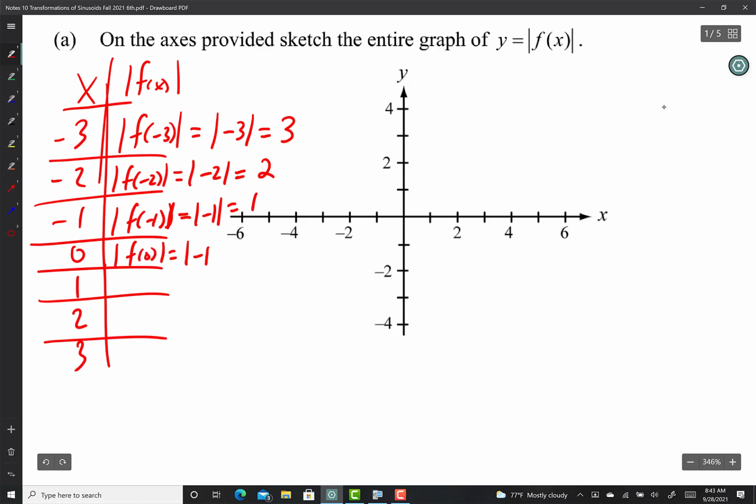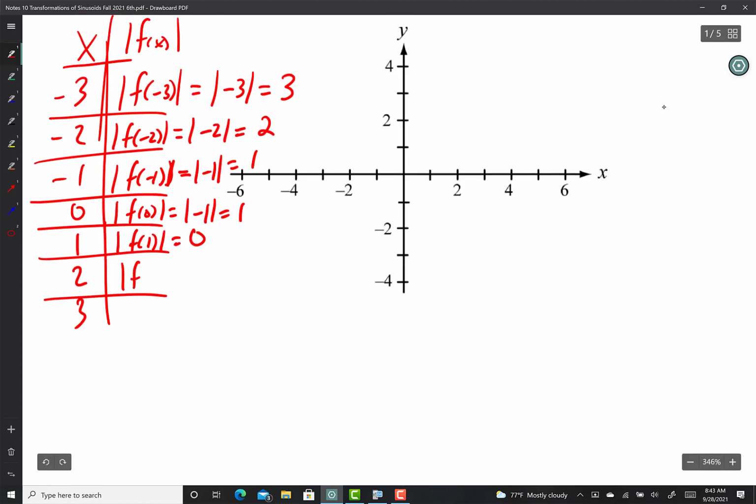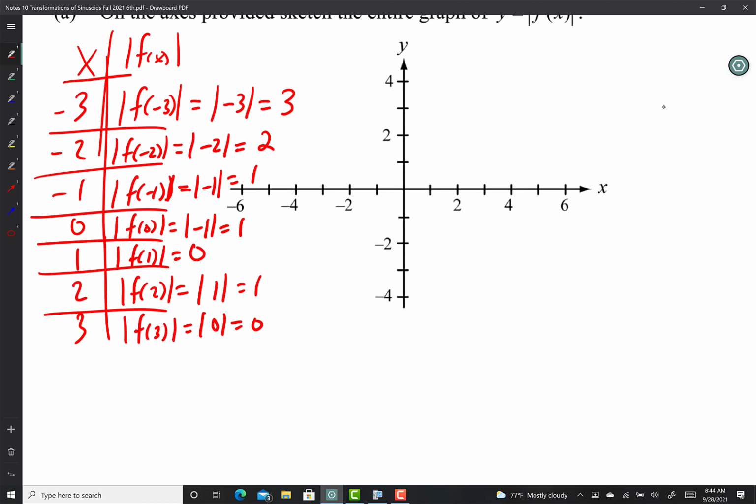I think f of 0 was also -1. What was f of 1? 0. And f of 2 was 1. And f of 3 was 0 again. And I'm just going to plot those points. And it should not be a surprise. -3, 3, point, -2, 2. -1, 1, 0, 1, 1, 0, 2, 1, 3, 0.